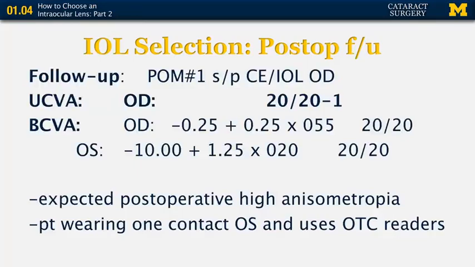Here, to give a little bit of a wrap-up on our real-time case, at post-op month 1, we had an uncorrected visual acuity of 20/20 in that right eye. As expected, we had marked anisometropia. In that left eye, we still have a refraction of -10, and our patient, as anticipated, went on to use 1 contact in his left eye and used over-the-counter readers and was quite satisfied with that outcome.